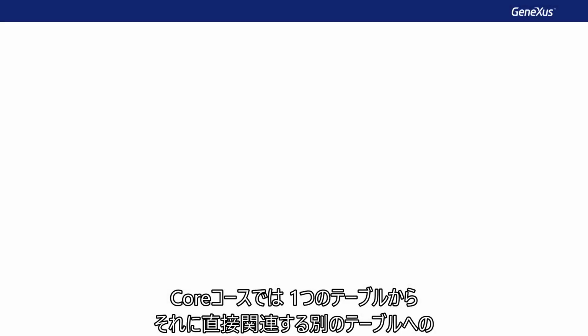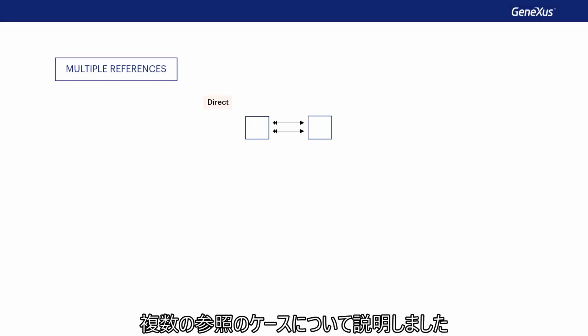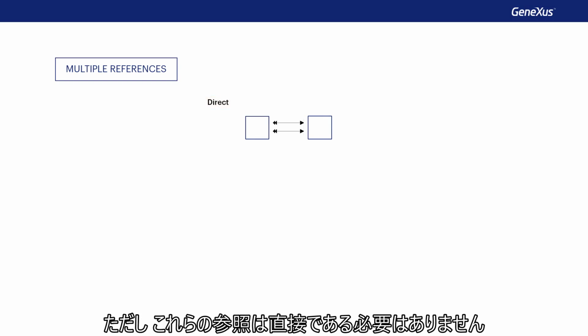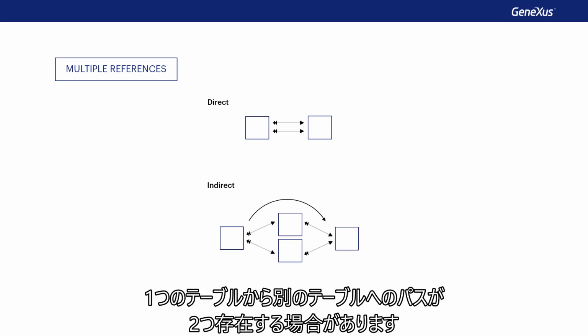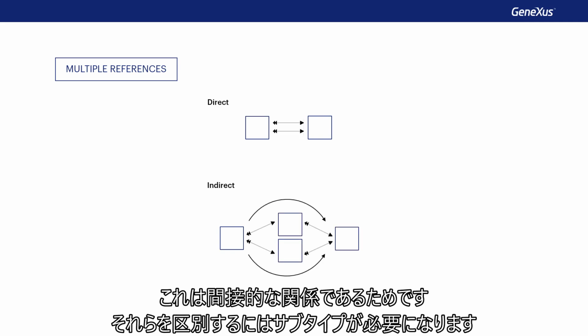In the previous video, we then saw the case of multiple references from one table to another directly related to it. However, these references don't have to be direct. From one table, there can be two paths to another, as it's an indirect relationship, so subtypes will be needed to differentiate them.